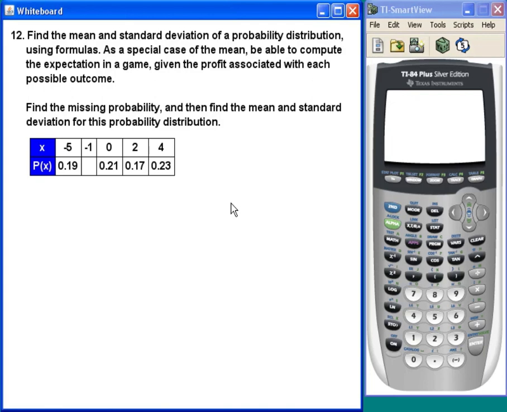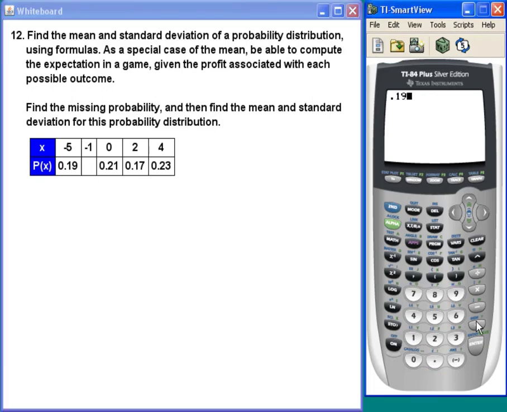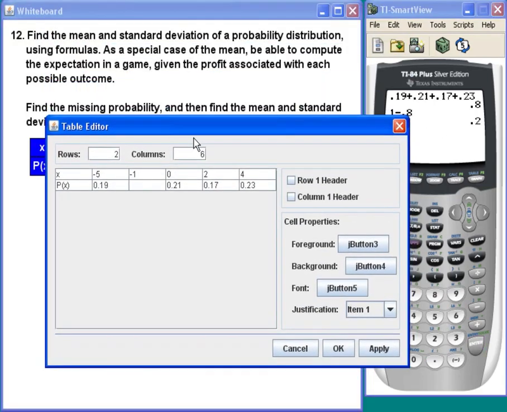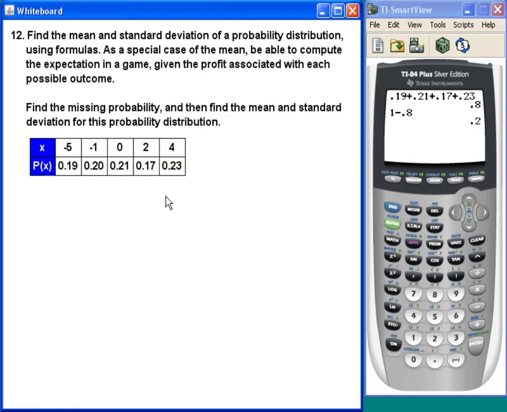So we have a missing probability here, but one thing that we do know is that all the probabilities need to add up to 1. So if I add up the probabilities that I have already, then I get 0.8. If I take 1 minus 0.8, then that's going to give me the remaining probability. So I'm going to put that remaining probability in here, 0.20. Okay, so that fills in the remaining probability.